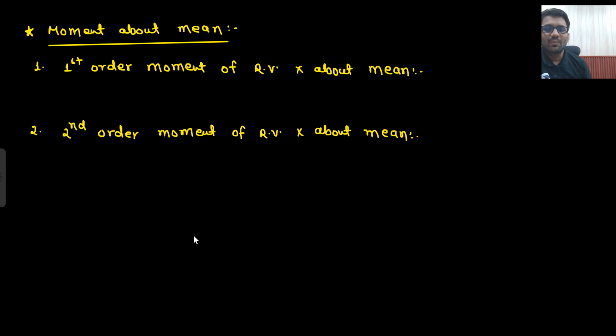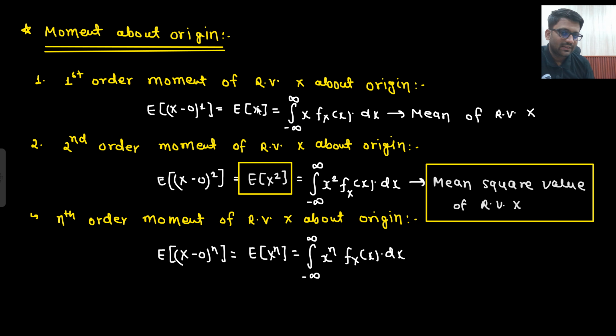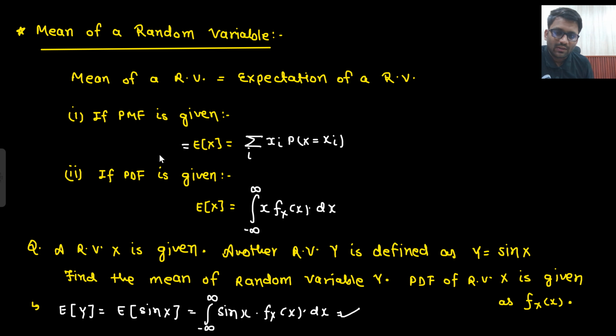Okay. Now we will see moment about mean. A similar thing is there. First order moment of random variable x about mean. So this E of x is shown by mu x. Mean is actually mu capital X. Really sorry guys. Mean is shown by mu capital X. So mean can be shown by mu capital X. Here also we are talking about mean, so this can be shown by mu capital X.